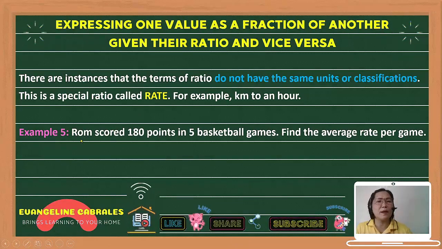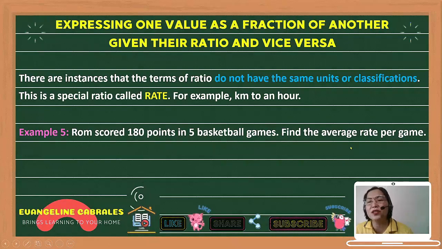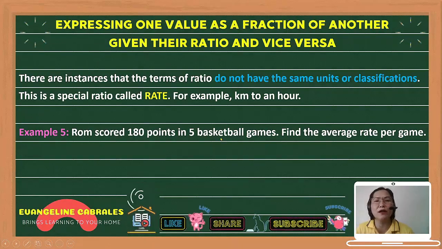So, let's have an example. Rom scored 180 points in 5 basketball games. Find the average rate per game. So, kapag sinabing average rate, ito yon, yung special ratio na ating pinag-uusapan. Okay? Rate per game ang hahanapin. Anong score niya? 180 points sa 5 basketball games. So, ano daw ang average rate niya sa bawat laro? O ano yung average points na nagagawa niya sa bawat laro na ginagawa niya?